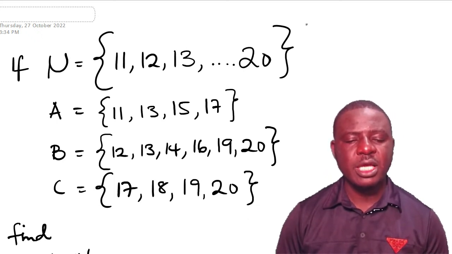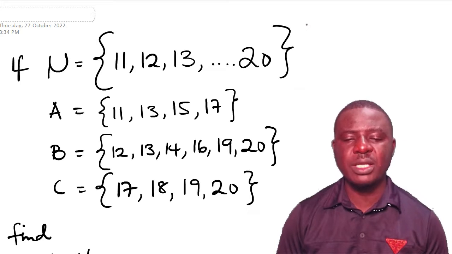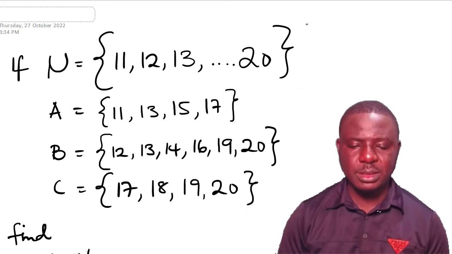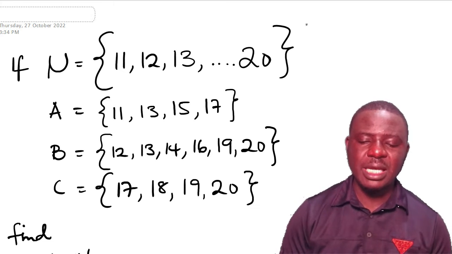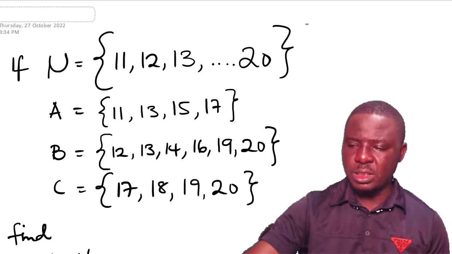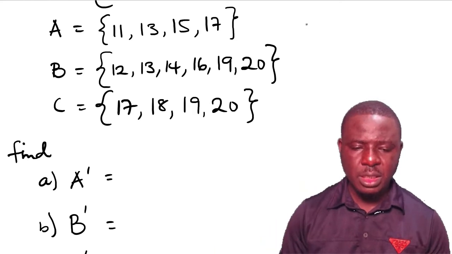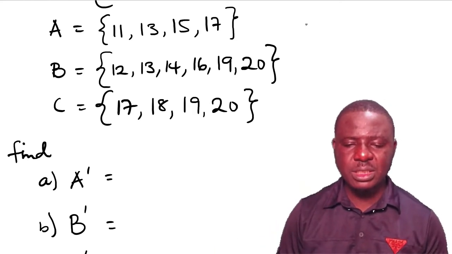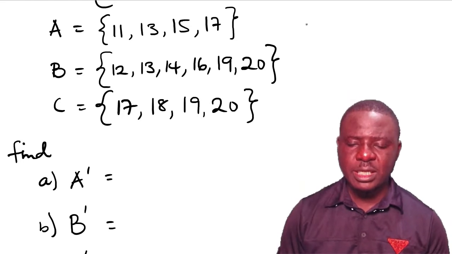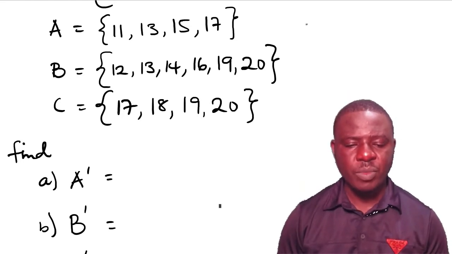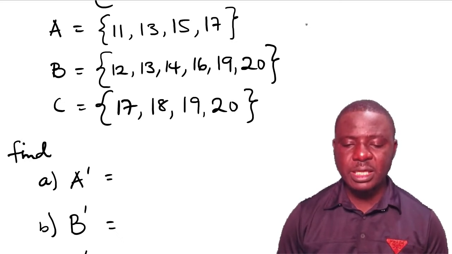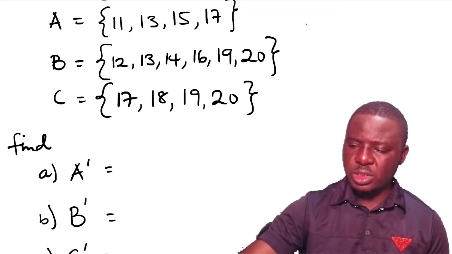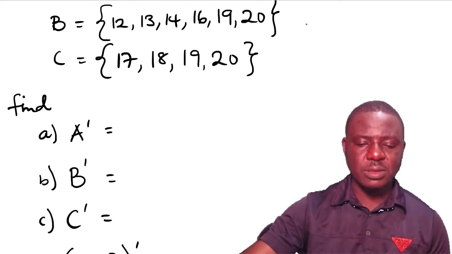Exercise 1 says, if the universal set is given to be a set of elements 11, 12 to 20, and the set A, which is a subset of the universal set, has elements 11, 13, 15, and 17, as well as set B to be a subset of set A with elements 12, 13, 14, 16, 19, and 20. Also, set C is said to contain elements 17, 18, 19, and 20. The question says we should find A complement.